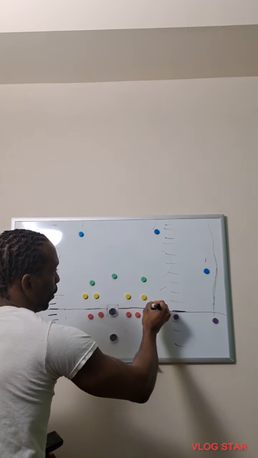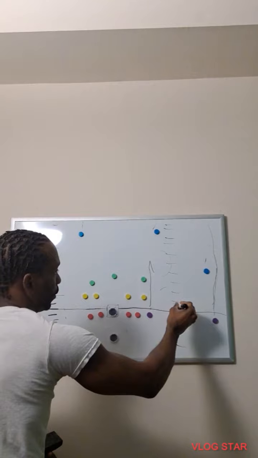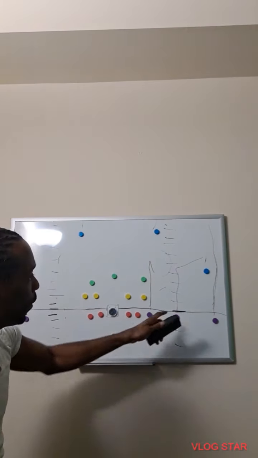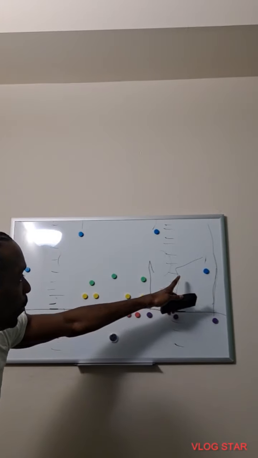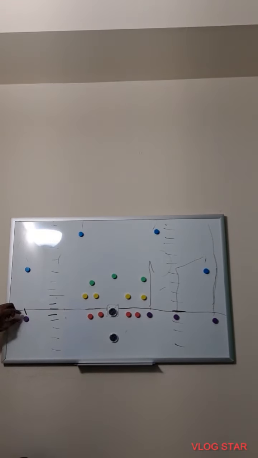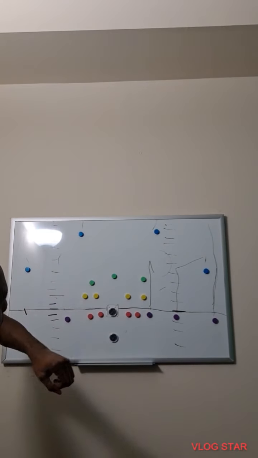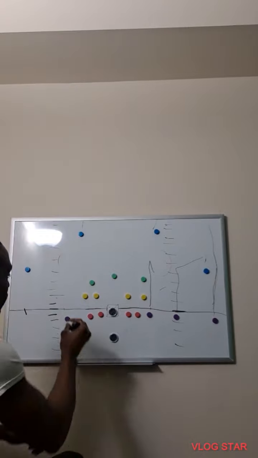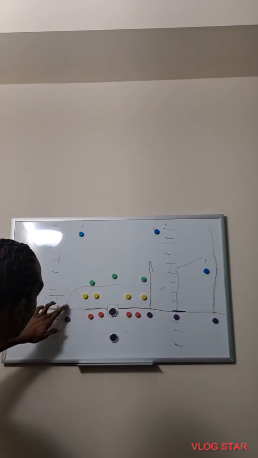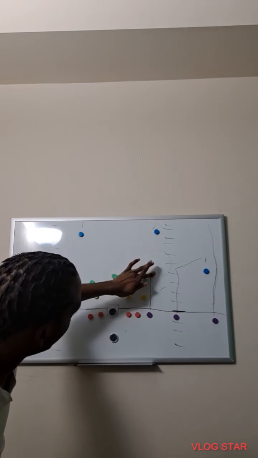And then you could run a curl, and then you could run corner. The corner will either be wide open or the curl. You can motion this guy in and then run a backside post, or run a drag just to flood the zone. So that's one thing you can do. What else can you do in cover four?